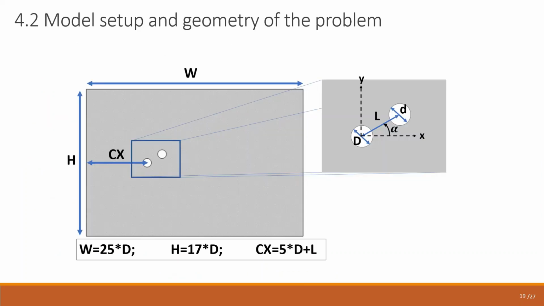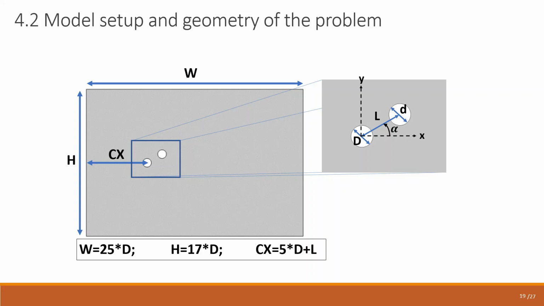The computational domain selected for two-cylinder simulations has a width of 25 diameters, an inlet height of 17 diameters, and the mooring line is placed 5 diameters away, plus the length between the two cylinders.